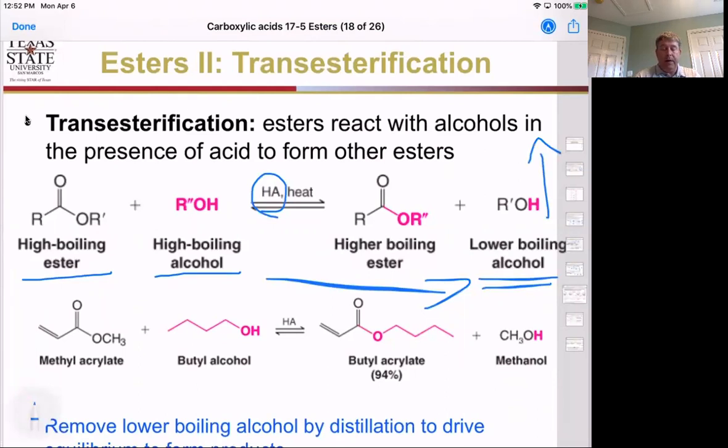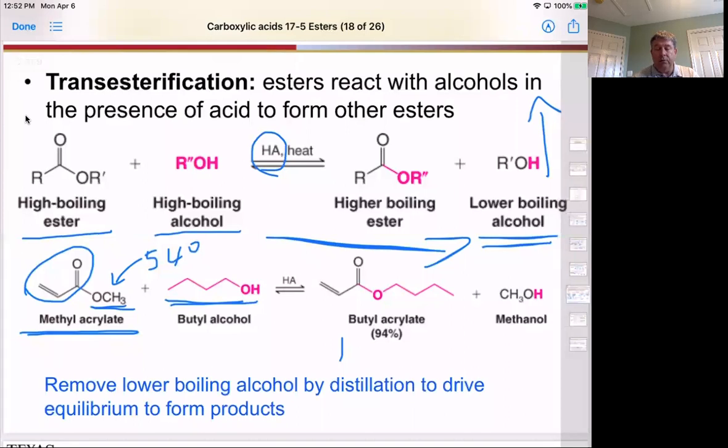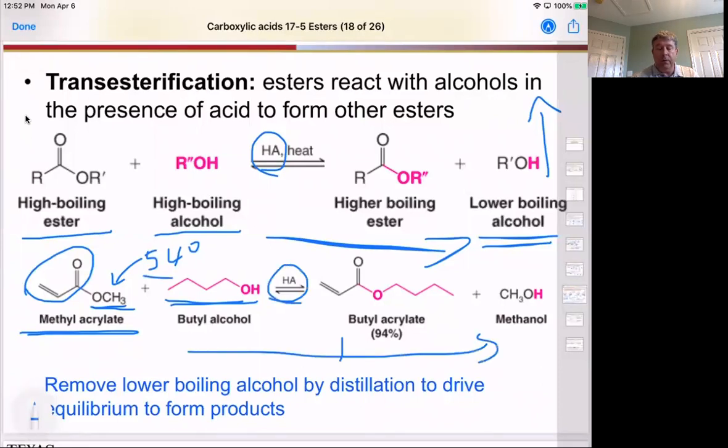So for example, if we have this compound here, which is methyl acrylate, so this is the acrylic acid, and the methyl group here is our alcohol, and we take butanol here. Methanol boils at 54 degrees. Butanol boils at well over 100 degrees. So by having a drop of acid catalyst and refluxing it above 54 degrees, where the methanol is going to start to boil out of the reaction, we can drive it to completion.